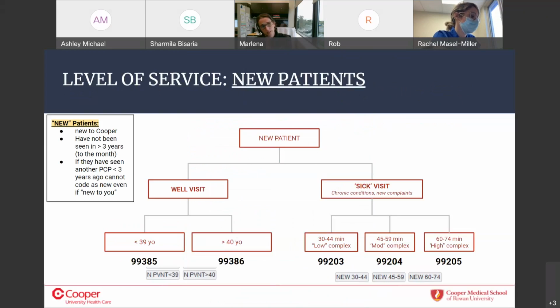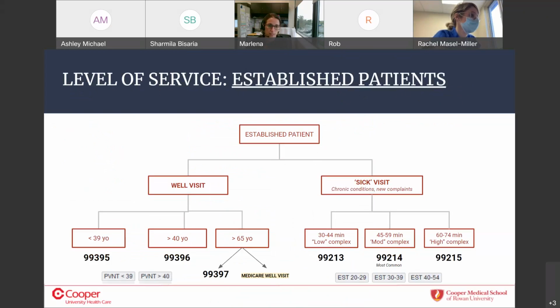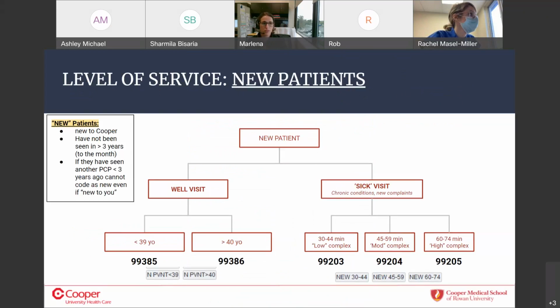Okay, so when you're seeing a patient and you're learning how to bill, the way I have taught my students and residents is: is it a new patient or an established patient? Here are the new patients, and on the next slide, we'll go over established patients. So who qualifies as a new patient? Anyone who's new to Cooper, anyone who hasn't been seen in over 3 months, and it has to be beyond the month they were seen. And then if the patient has seen another primary care doctor and is switching to you.